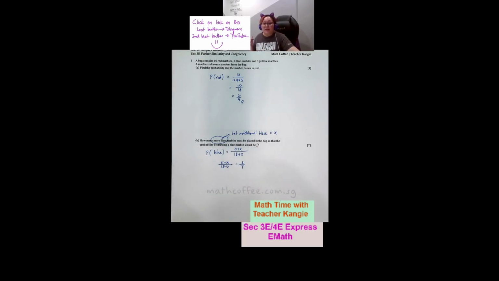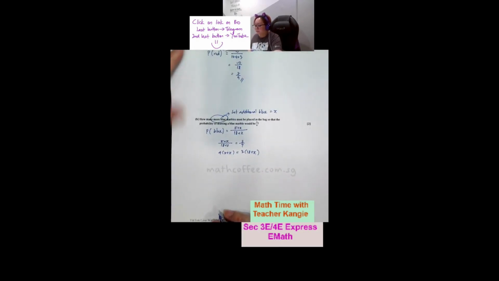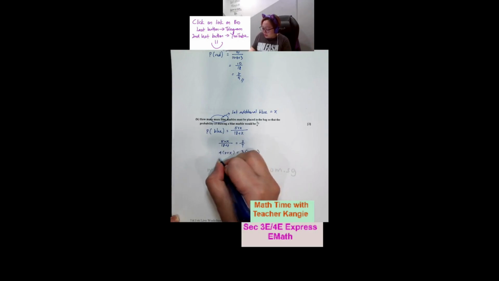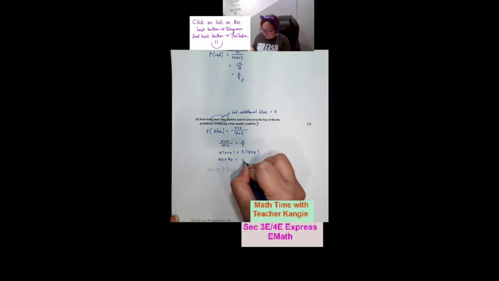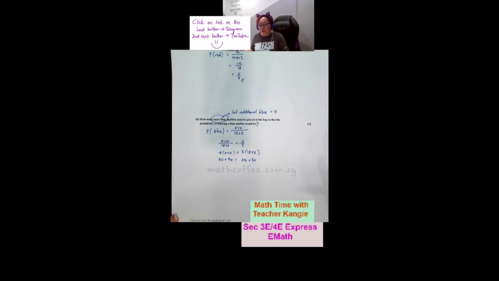So now this becomes an equation. You can cross multiply. You have 4 times (5 plus X) equals 3 times (18 plus X). Then after that, continue, expand out. So you have 20 plus 4X equals 54 plus 3X. So it becomes a linear equation, and you want to solve for X.